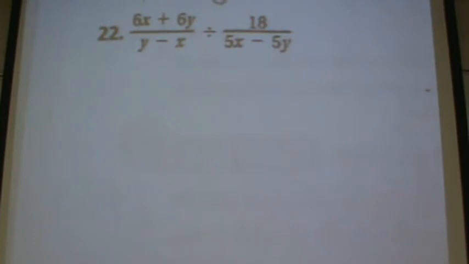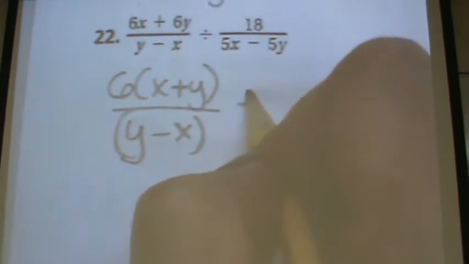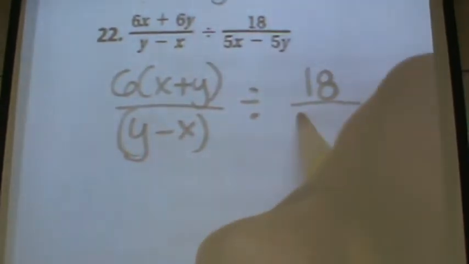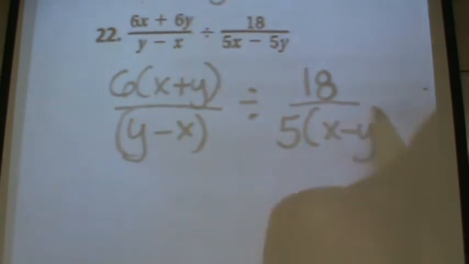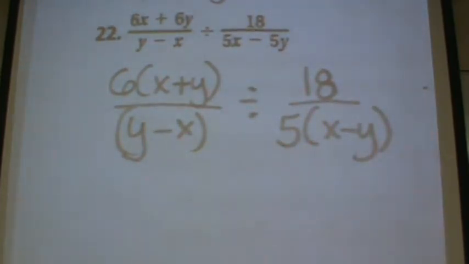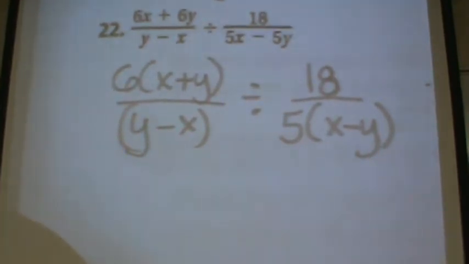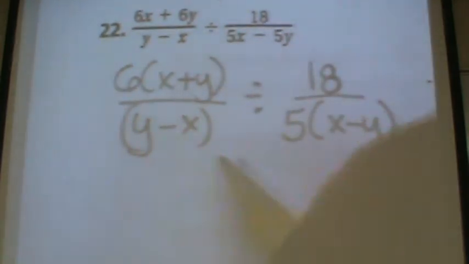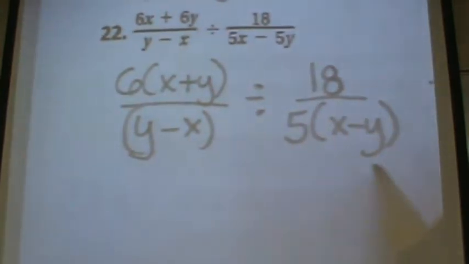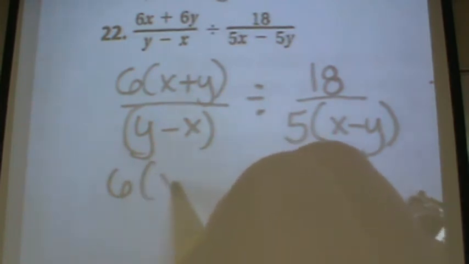22. Factor the numerator. What comes out of this numerator? 6. Don't worry about the restrictions on this one, because you have 2 variables, so it's kind of confusing. Just tell me what to do next. You flip the second.